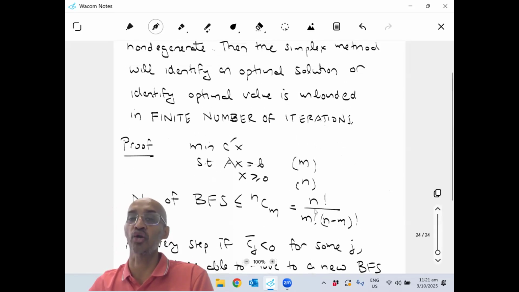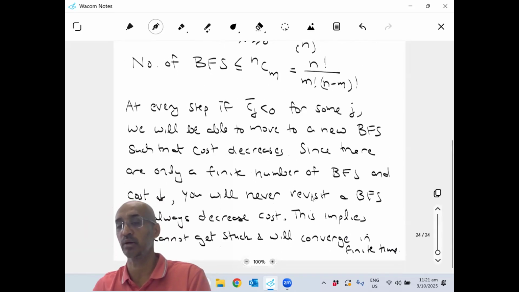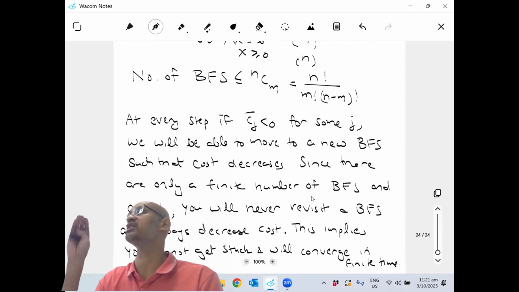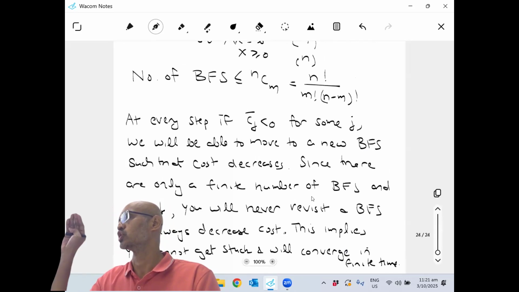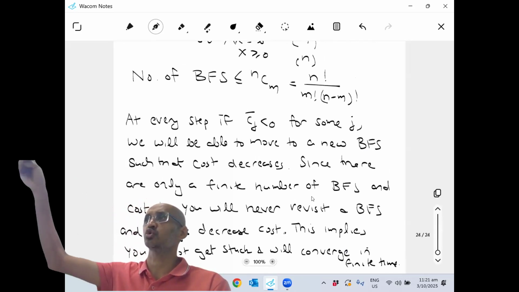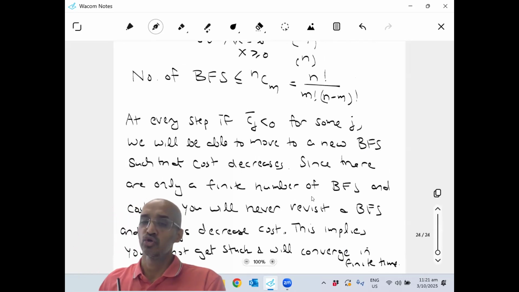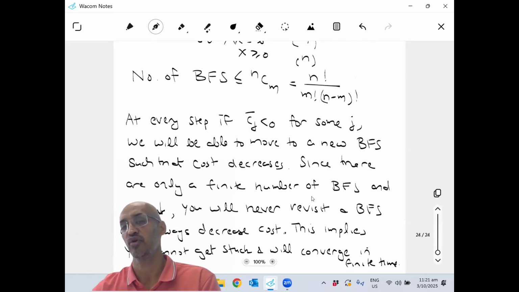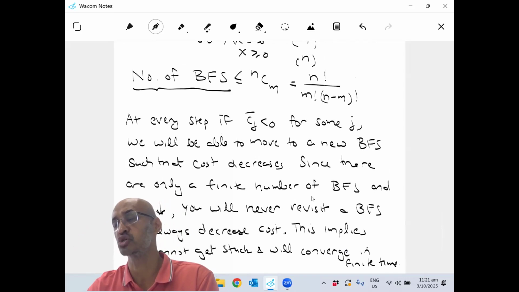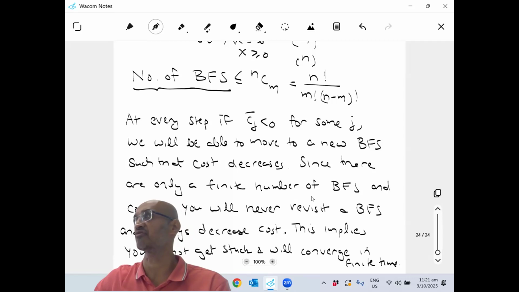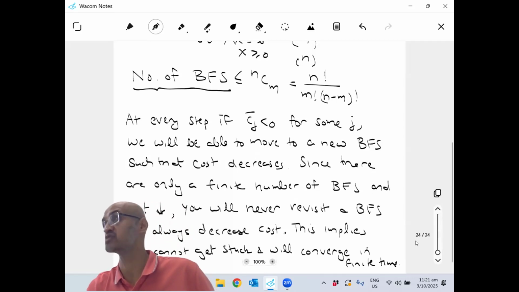So there's some assumption here of non-degeneracy, which we require. Okay. But basically, hopefully the argument is clear. At every step, you're decreasing your objective function value. You have always some direction to go to. You can move to a new basic feasible solution. You don't have this degeneracy issue. So you will decrease. And because the number of basic feasible solutions, the number of optimal points is a finite number for LPs, you can restrict attention to only basic feasible solutions. You will converge in finite time.